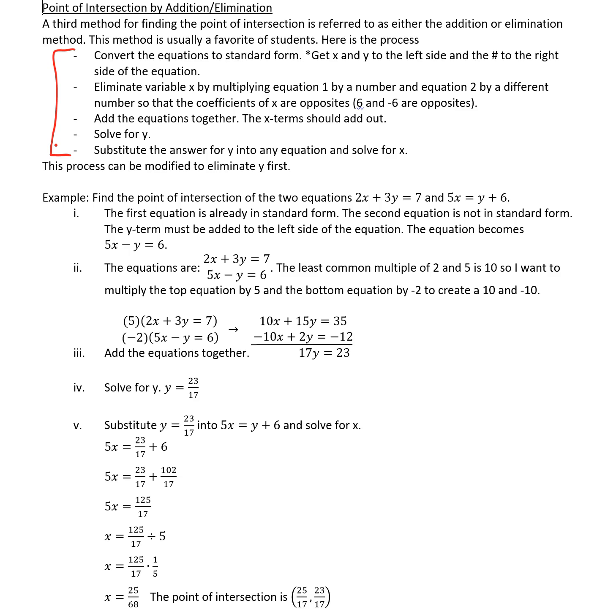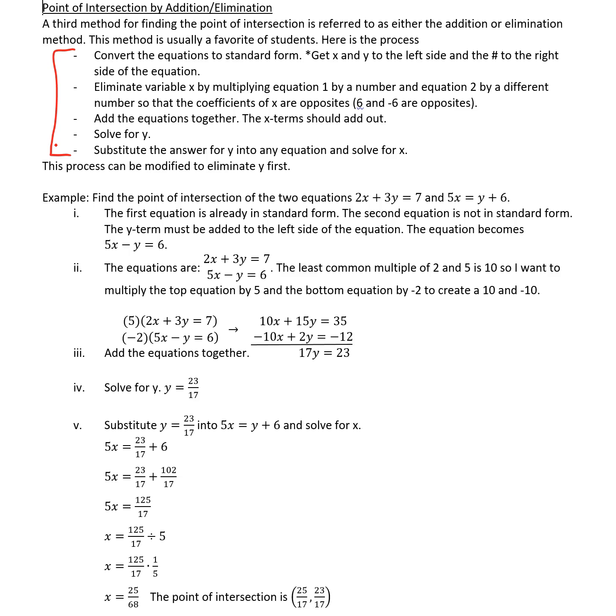Third step, you're going to add the new equations together. The x terms should add out at this point. Otherwise, you need to go back to step 2 and try it again. Then we'll solve for y. And lastly, you'll substitute the answer for y back into any equation and solve for x.